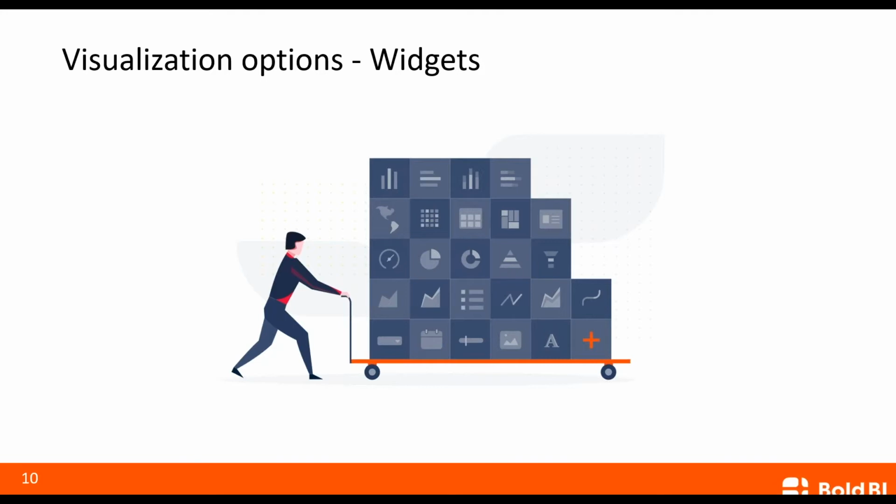Bolt BI comes with a lot of visualization options. Almost 35 plus widgets are available, which can cover all the formats, like comparison, finding relationships, finding deviation, finding proportion, and distribution.